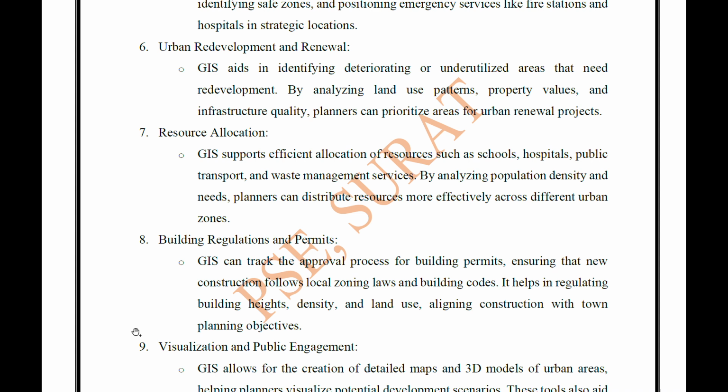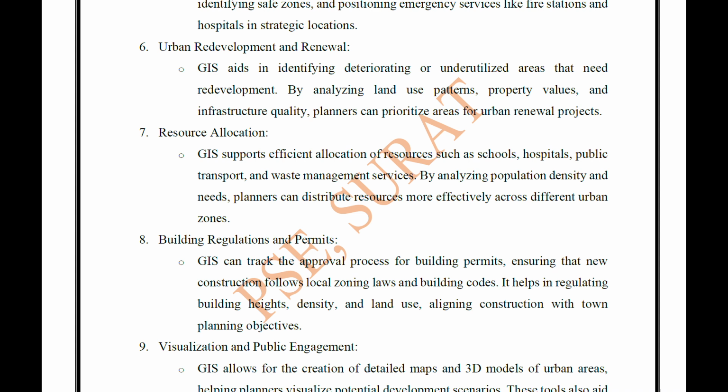Eighth is building regulation and permits. GIS can track the approval process for building permits, ensuring that new construction follows local zoning laws and building codes. It helps in regulating building heights, density, and land use, aligning construction with the town planning objectives.